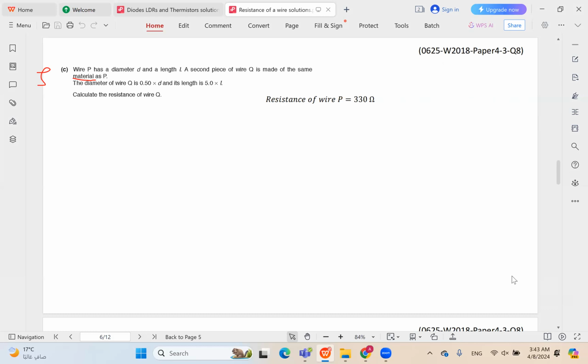And we are told that the diameter of Q is half of the diameter of D, and the length is 5 times L. We want to calculate the resistance of wire Q, given that the resistance of wire P is equal to 330 ohms. So let's write down the rule. R of P, so RP equals rho P LP over AP, and RQ equals rho Q LQ over AQ.